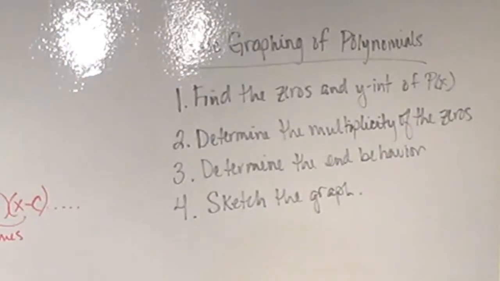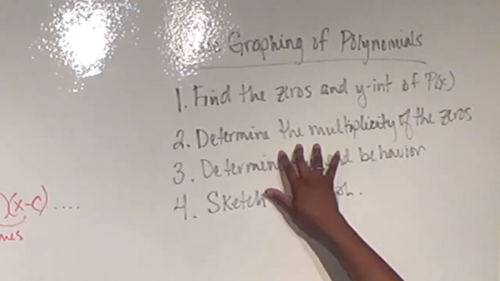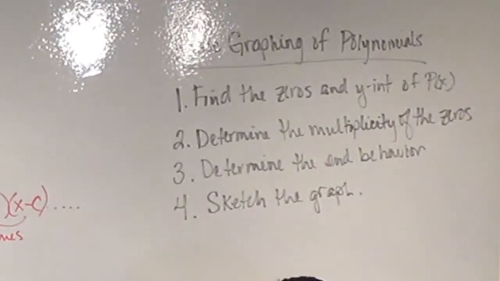And also the y-intercept. And I'll explain the y-intercept when we do some examples. Okay? So I'm going to find those things. I'm going to determine the multiplicity of the zeros. So I want to determine if each of those are even or odd, because that's going to tell me what's going to happen at that point on the graph.